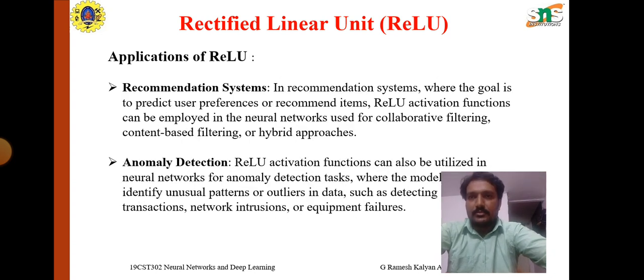The next one is recommendation systems. These predict the user's preferences or recommend items based on the previous history. And anomaly detection is the finding of errors or outliers in the data.